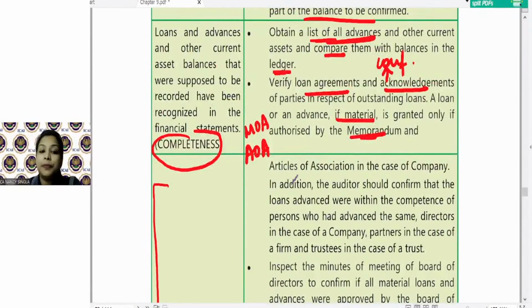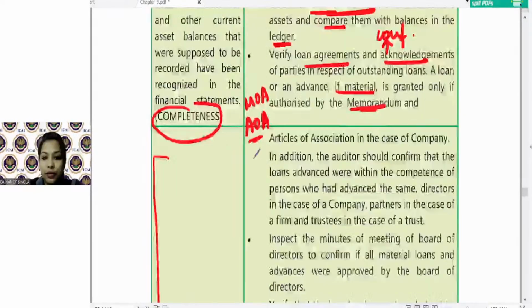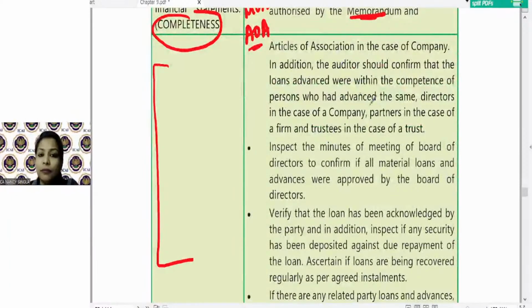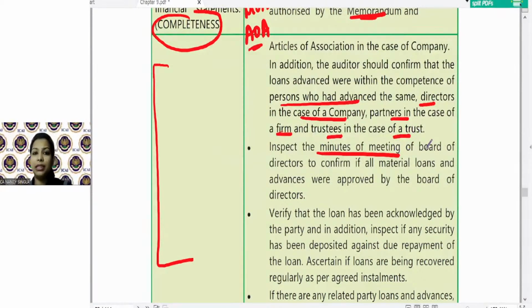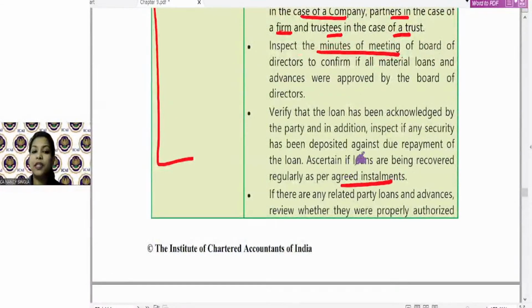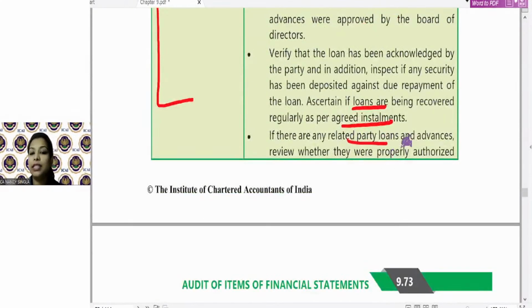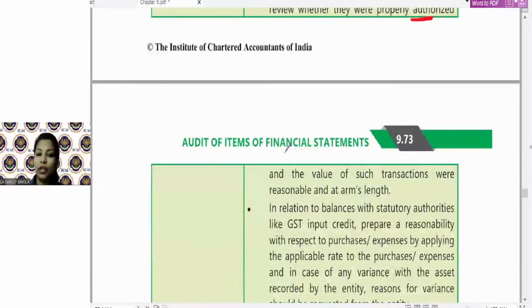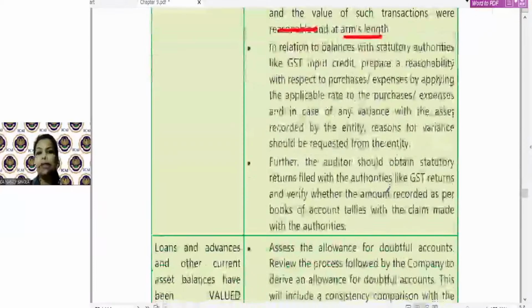Whether it is authorized in the Articles of Association or not. Okay. So approved by appropriate person. So directors in case of a company, partners in case of a firm, trustees in case of a trust. Minutes of the board meetings where the same is approved, right? Then whether agreed installments, principal and interest, have been received or not. If it is a related party, check authorization, check reasonableness, and the arm's length price. I hope this concept of arm's length price is now clear.